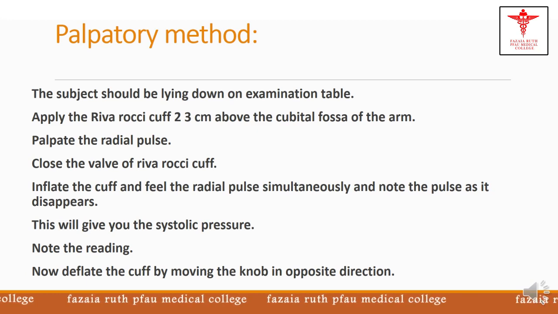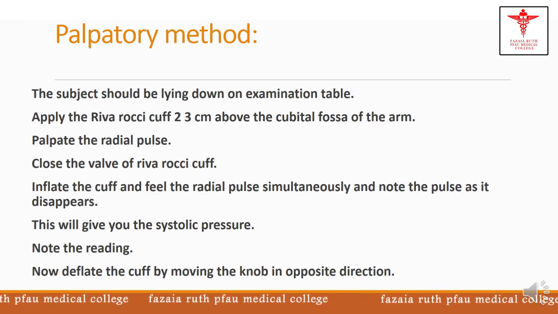You approach the patient from the right side, you take the consent and explain to him the procedure, and then you start with your procedure. You look for the elbow crease and the cubital fossa, and just 2 to 3 centimeters above that, you apply the Riva-Rocci cuff. Palpate the radial pulse, and you know how to palpate the radial pulse as we have learned in the examination of arterial pulse.